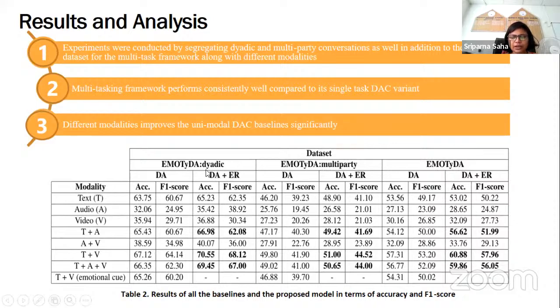The results also indicate that multitasking is better than the single task. With the single task, the highest result we get is 64.14, but with multitask we get 68, a 4% improvement. We also tried not using emotion recognition as an auxiliary task, but instead considering the emotion features as additional features. In that case, we get only 60% F1 score.